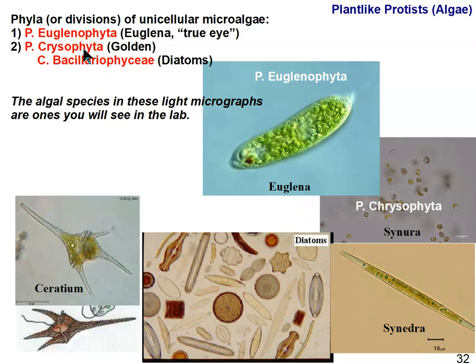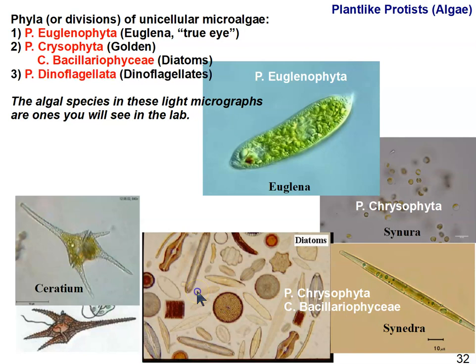Within the phylum Chrysophyta are the diatoms, so that image we were looking at on the previous slide, those are diatoms. Synedra here is a diatom, and then this is a bunch of different species just kind of strewn onto a slide, and these are all diatoms. And they're in the class Basilariophyceae. So those are the diatoms. Phylum Chrysophyta, class Basilariophyceae, which is a mouthful.